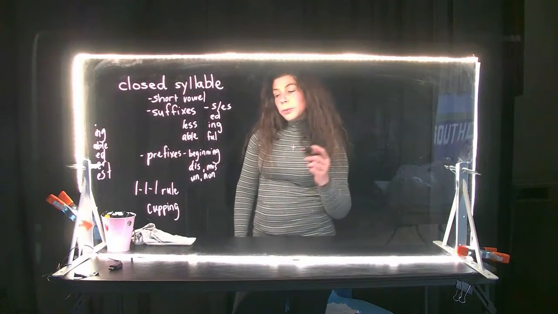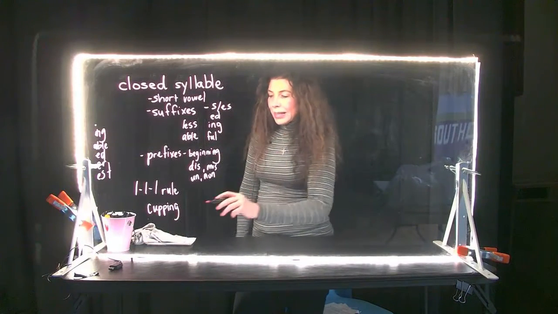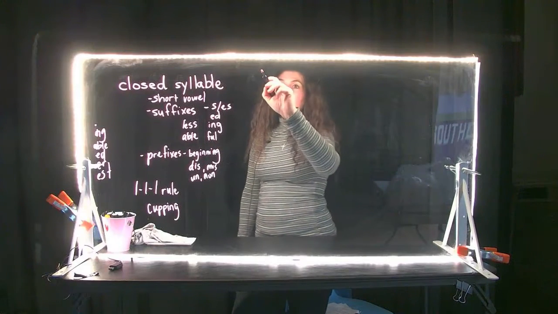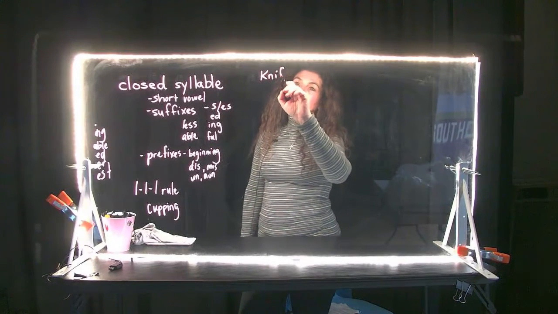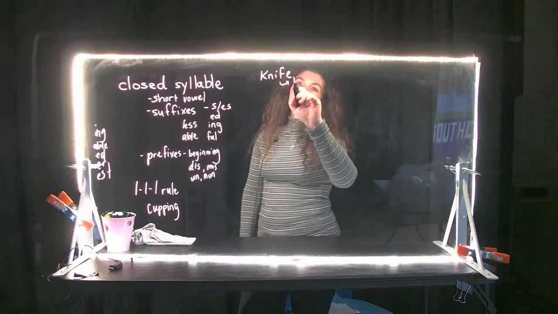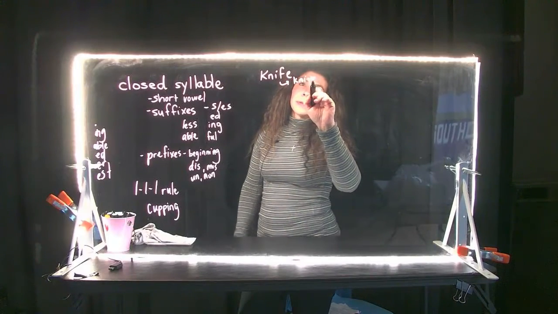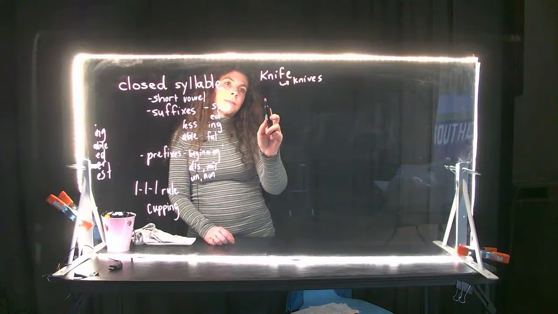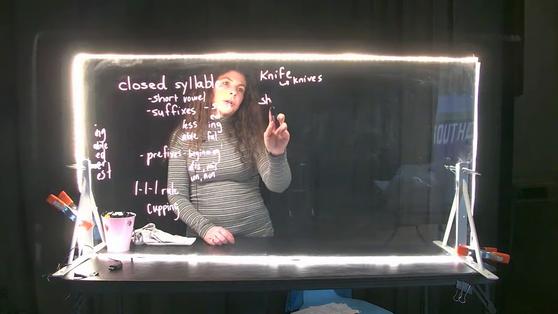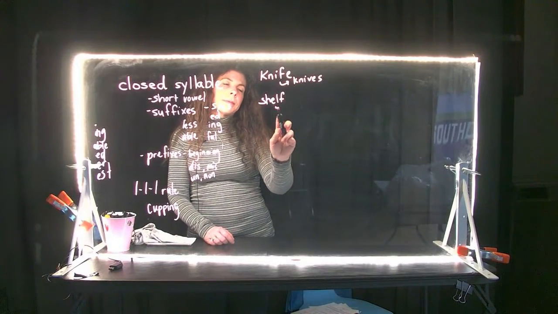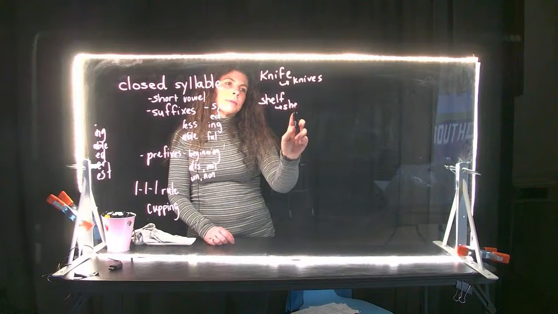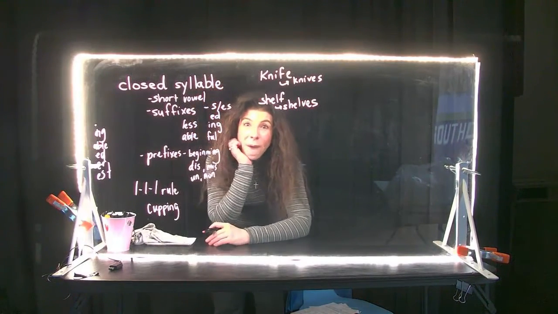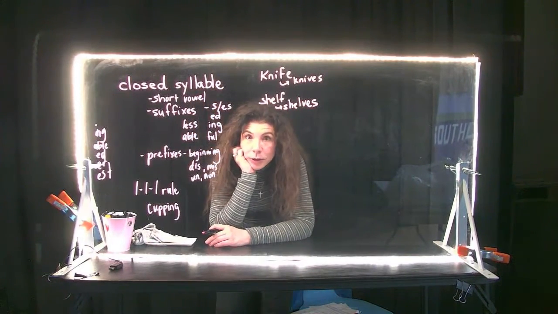We talked about the rule when you have an F at the end of the word, you change it to a V. Remember, in the word knife, if it's an FE, it becomes knives. Or if you have shelf, it becomes shelves. Do you remember all of that with the closed syllable?